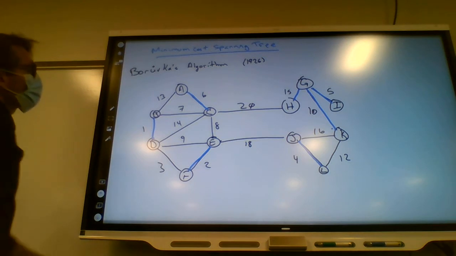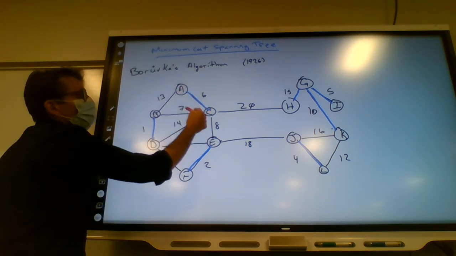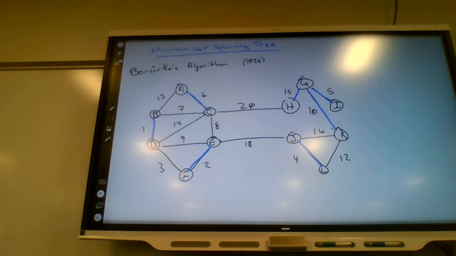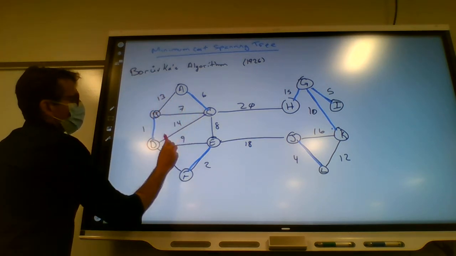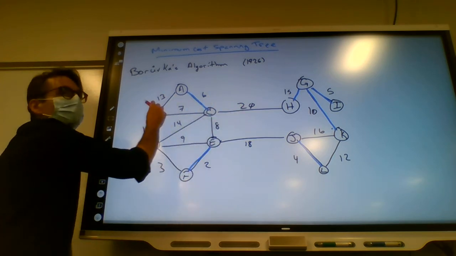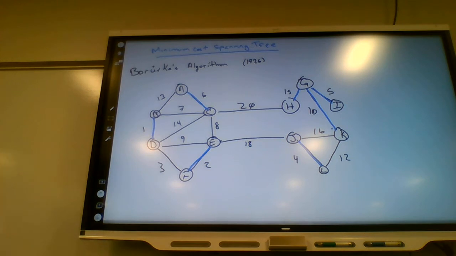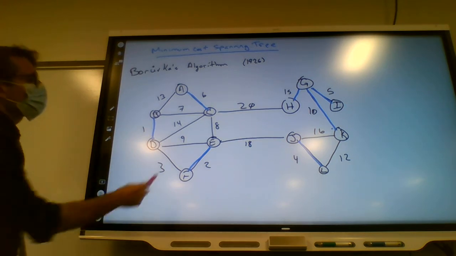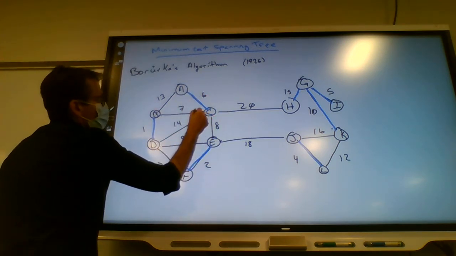So now then, we're going to look at this component and look at the edges from that component to other components. So we have this edge, this one, all of these edges to consider that go from this component to other components. And we want the smallest one of those. So what happens? The smallest weight from this component is this one.